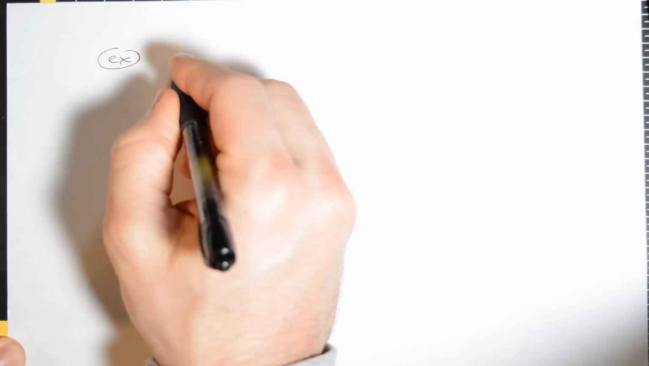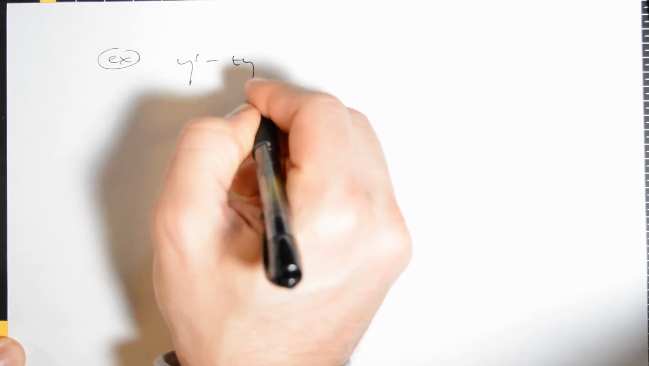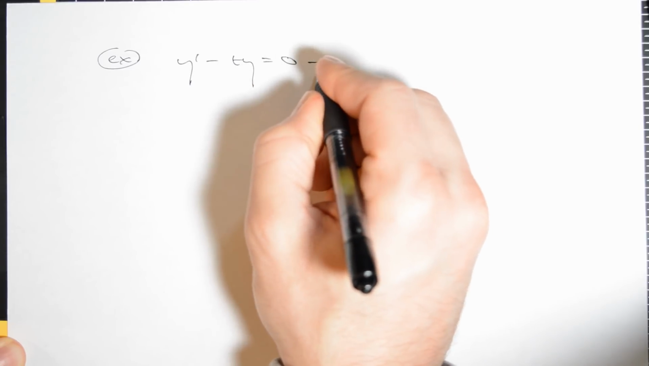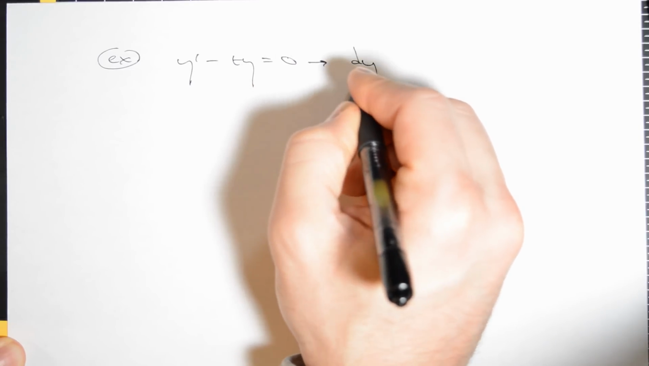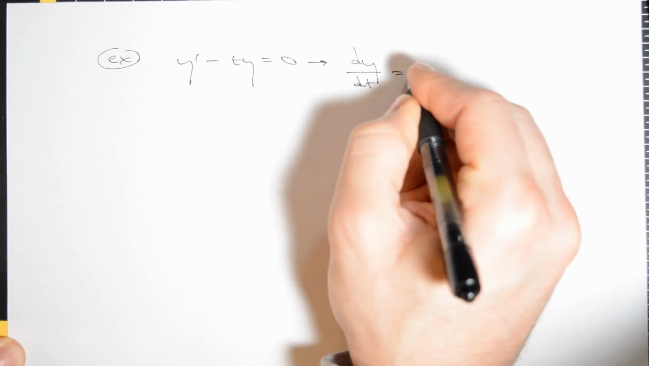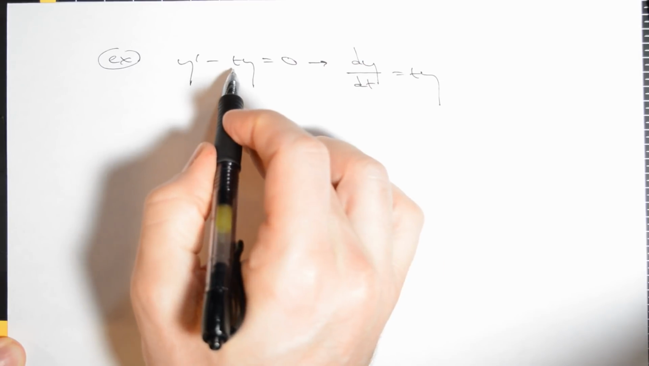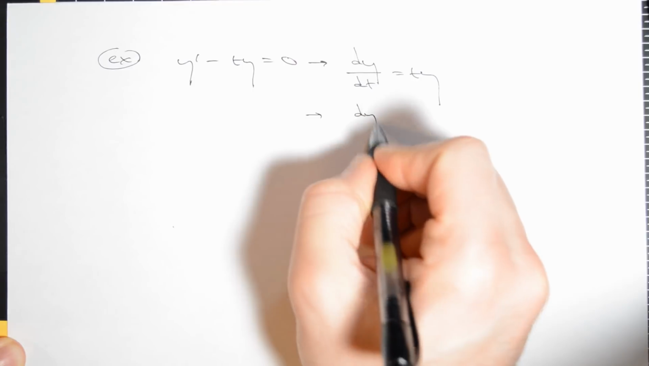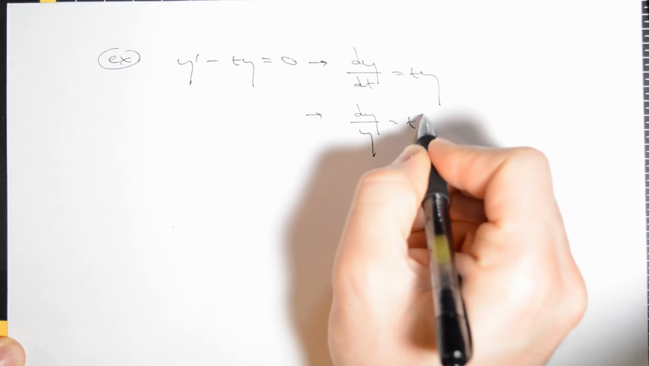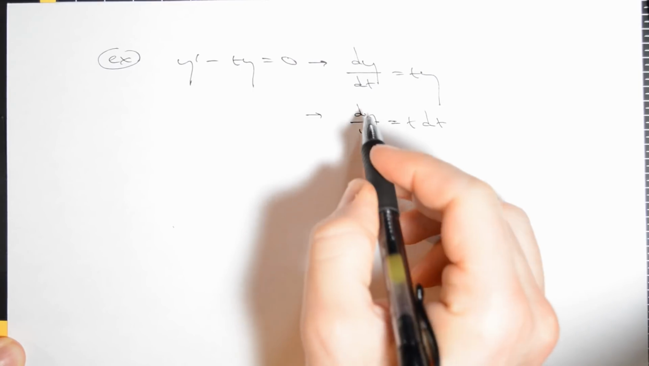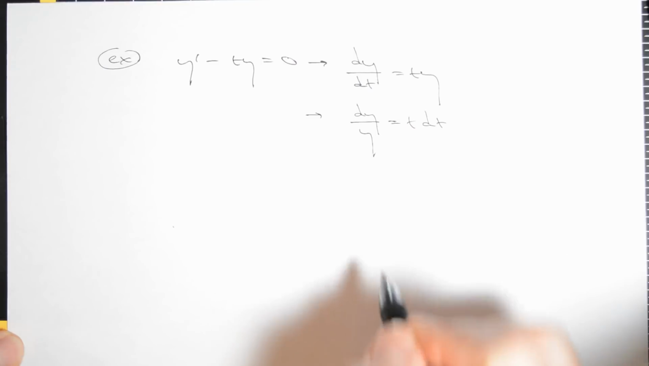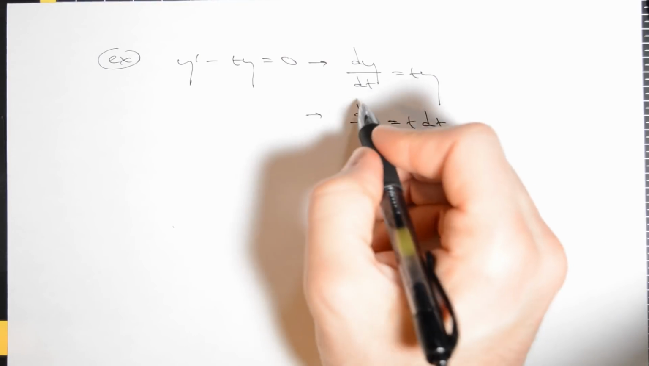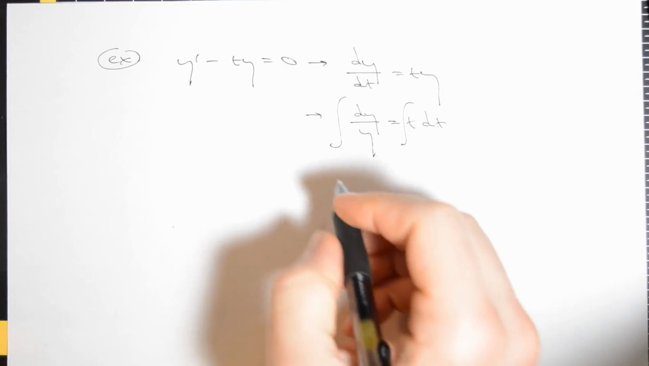Our first example is y prime minus ty is equal to 0. In this case, we can write this as dy/dt is equal to ty, noting that t is the independent variable. And then we can separate the variables by putting all the y's onto one side and all the t's onto the other. So dy over y equals t dt. And then we can integrate on both sides and solve.